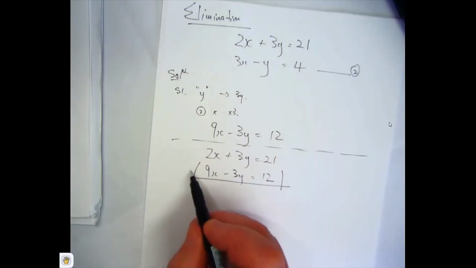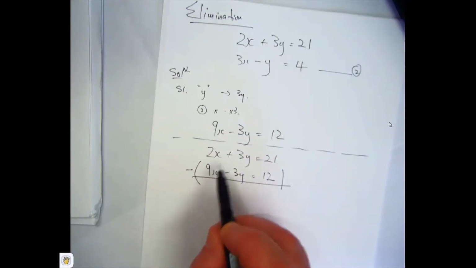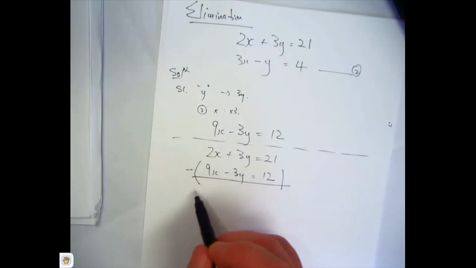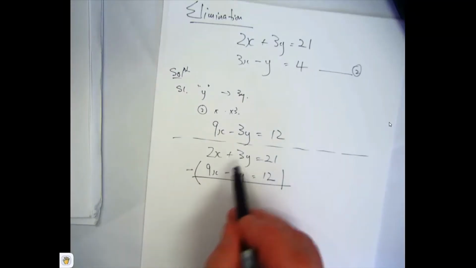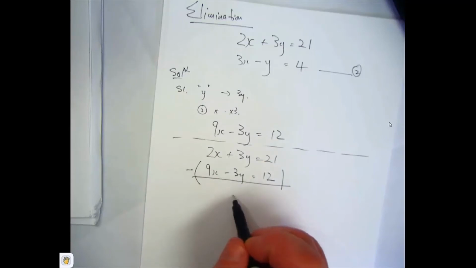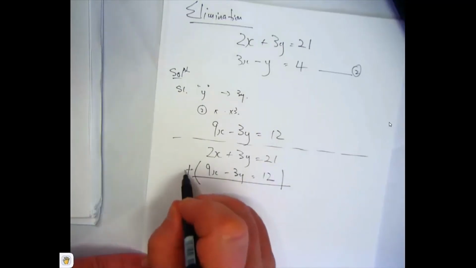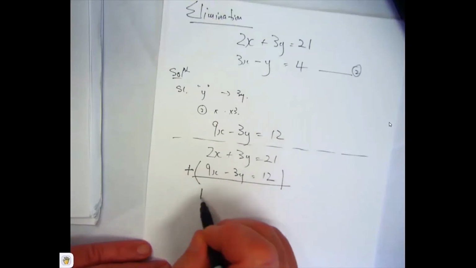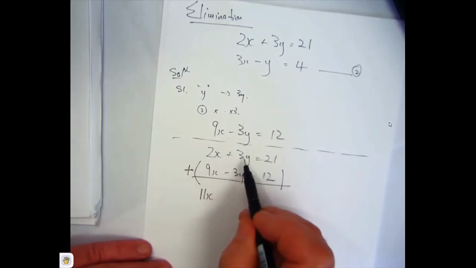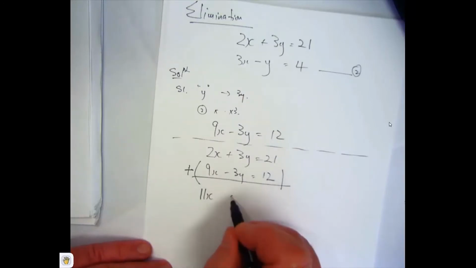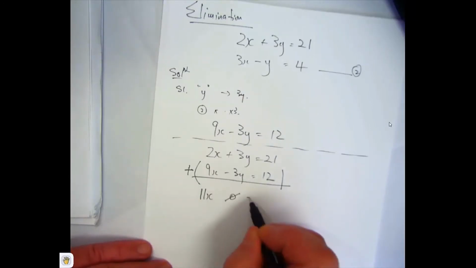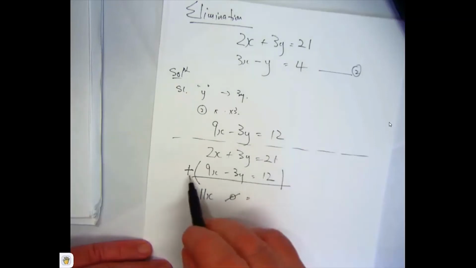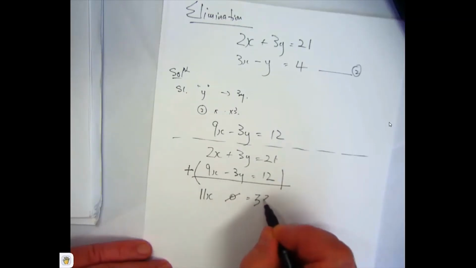Well, mentally, if I make that a minus, this is 2 minus 9, which is minus 7. Here, this would be 3 minus a minus, which is plus. No good, they don't cancel out. So I add them. 2 plus 9 is 11x. Now watch this: 3 plus minus is a minus, so 3y minus 3y is 0. And 21 plus 12 is now 33.